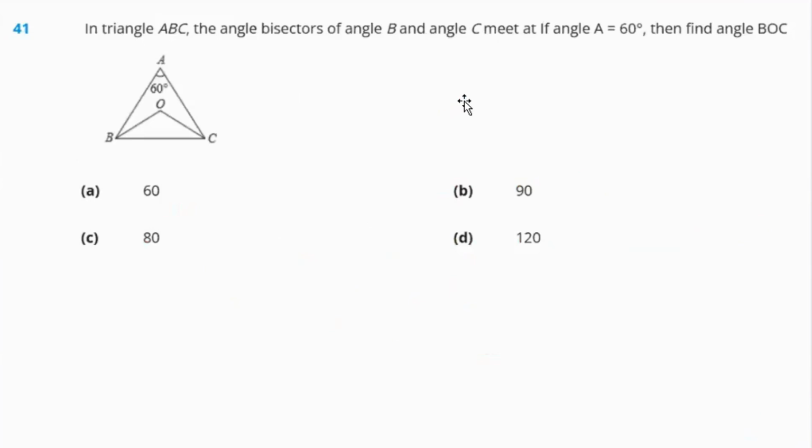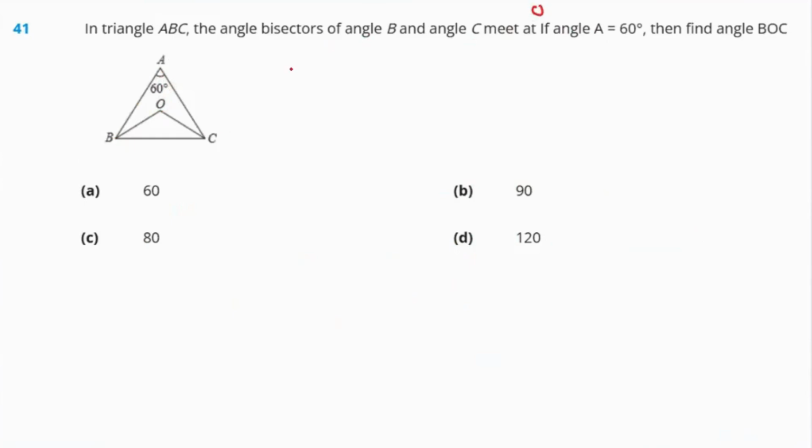Next, in triangle ABC, the angle bisectors of angle B and angle C meet at O. If angle A is equal to 60 degrees, then find angle BOC. Here you can see, in triangle ABC, the angle bisectors of angle B and C are meeting at O.